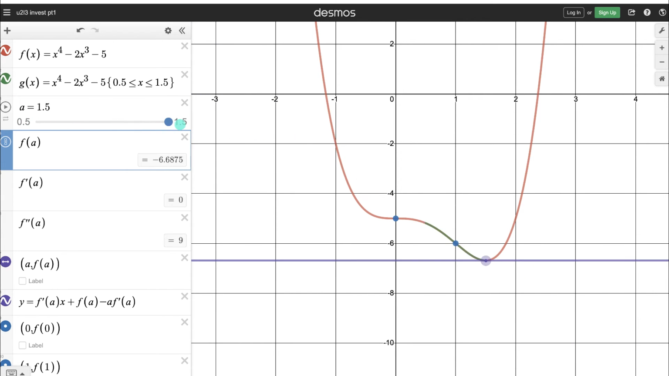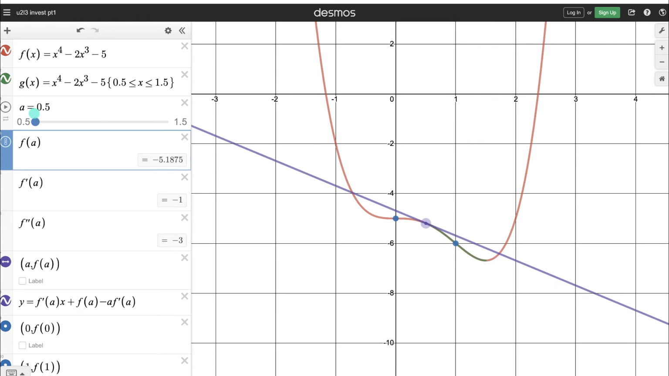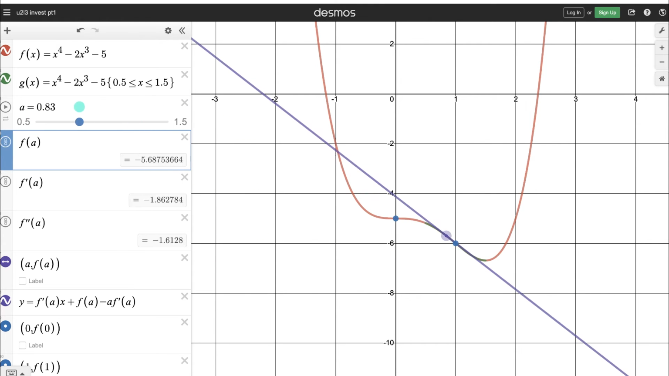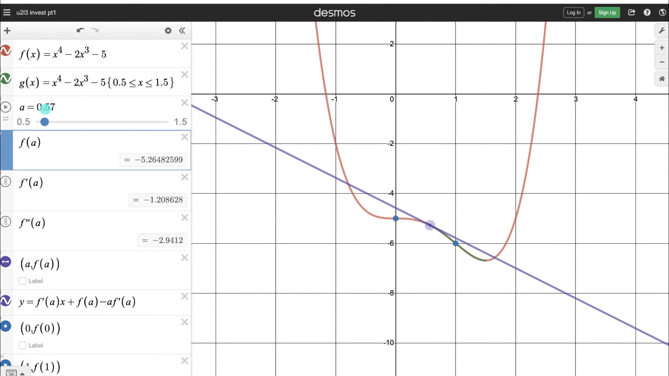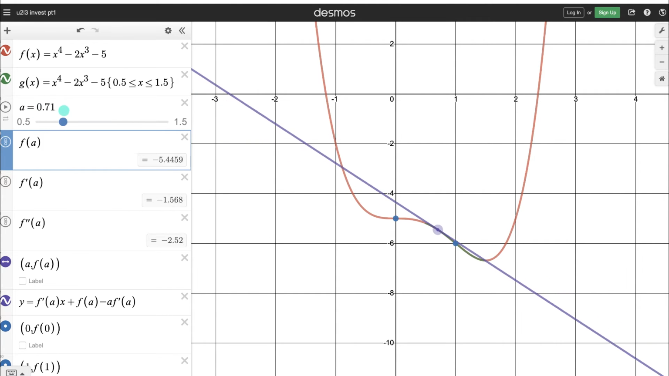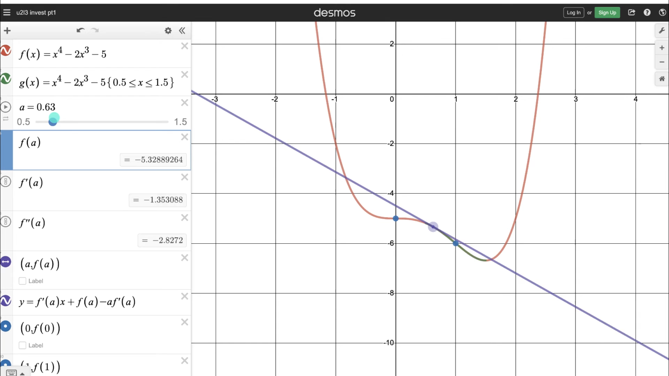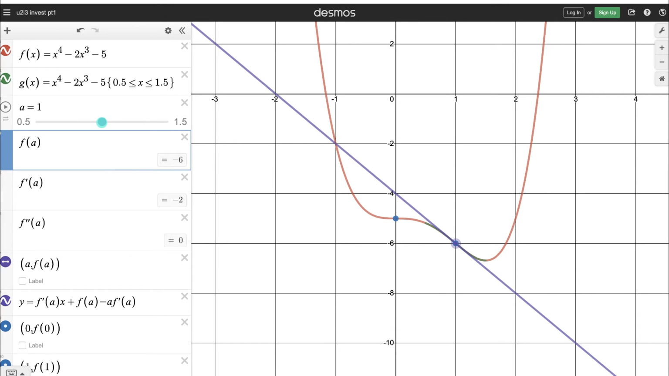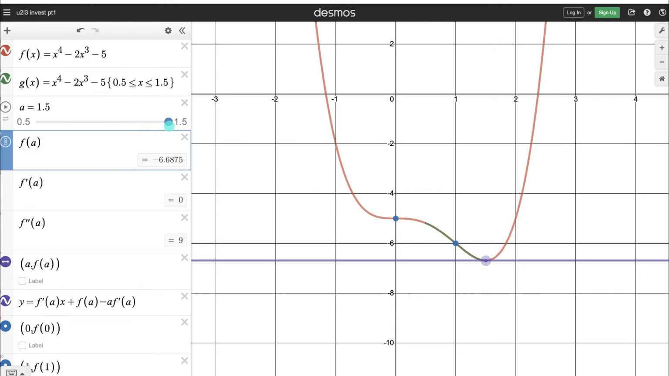Over that interval, the original function is decreasing the whole time. That's not what we're talking about. We're talking about what's happening to the slope of that original function. The slope of the original function in the first half of that interval is decreasing. Over the second half of that interval, the slope is increasing.